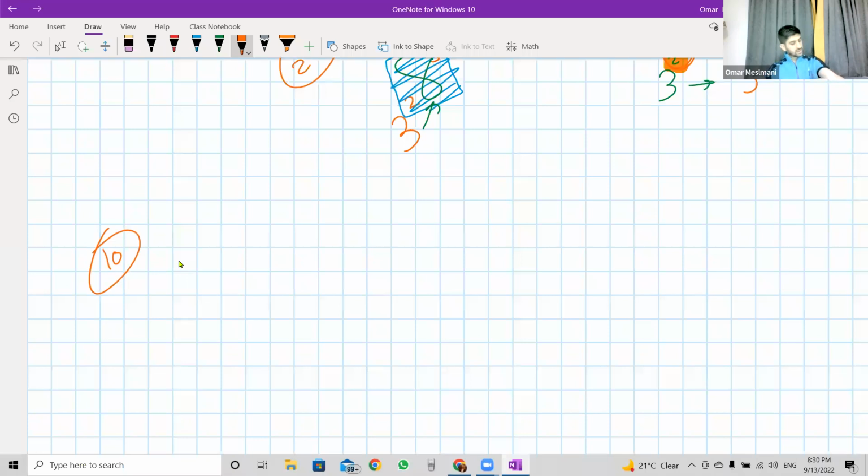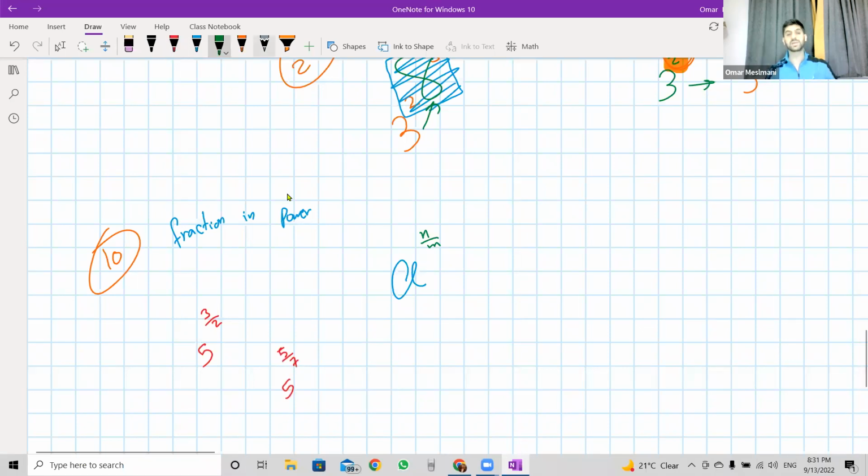All right, rule number 10. What is rule number 10, guys? Rule number 10 is actually the only rule that has a fraction in a power. Once you see the power as a fraction n over m, for example, 5 to the power of 3 over 2, or 5 to the power of 5 over 7, you will see the power as a fraction.